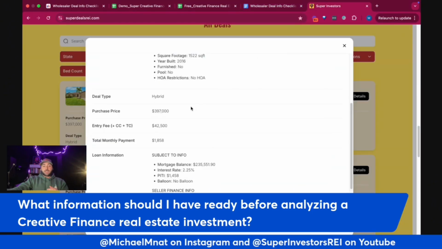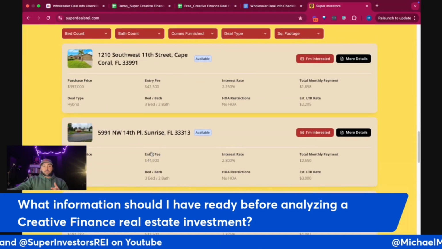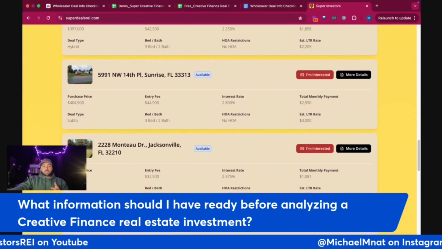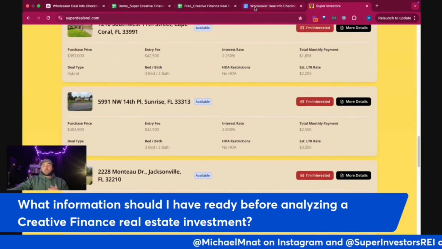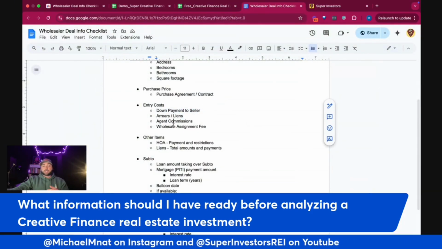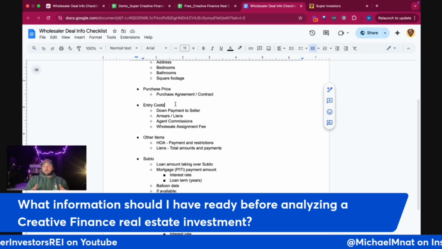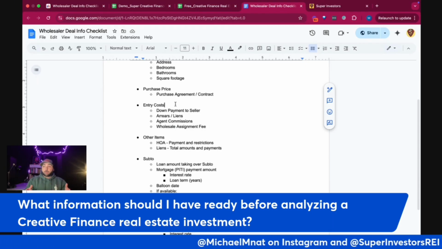A lot of the times you're going to get this number, $42,500, or, in this instance, $44,900, $32,500, $53,900. You don't always get this breakdown of how much goes to the sellers, arrears, agent commissions, wholesale assignment fee. You just get the collective. That's fine enough to analyze with. Is it better to get the full breakdown of where they're categorized? Of course. It's better because then you know what's negotiable, right?